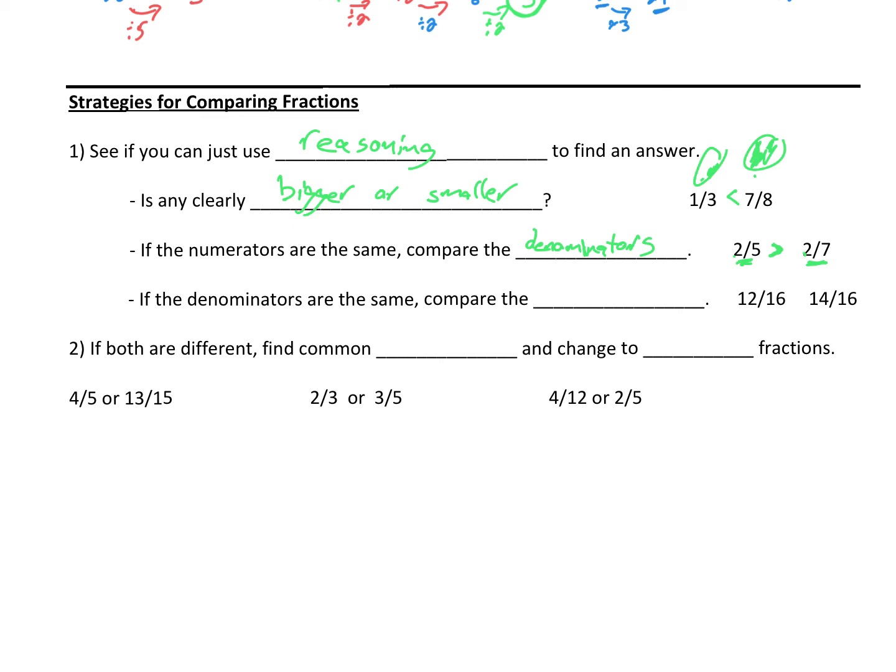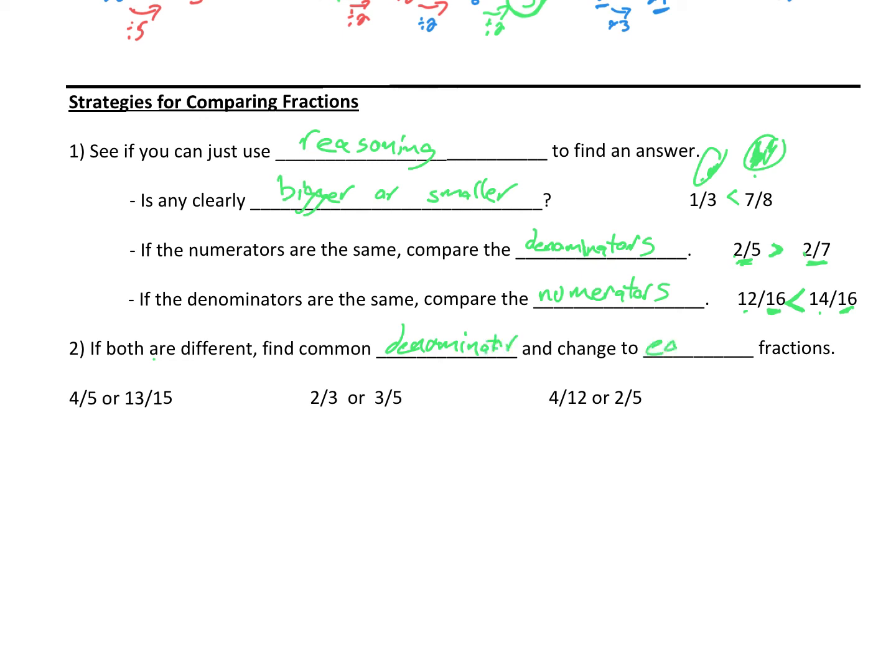Okay, what if the denominators are the same? Now we're going to compare the numerators. Let's go back to that basketball example. You shot 16 free throws each time. One time you made 12, the other time you made 14. You'd rather make 14 out of 16 than 12 out of 16. If the denominators are the same, you can do that. All right, so that's the first. Use reasoning.